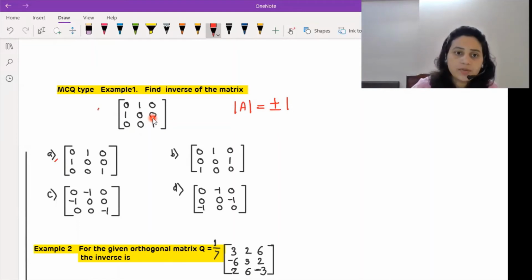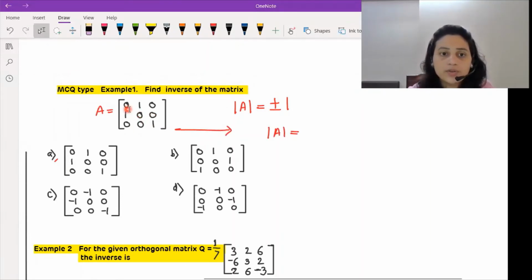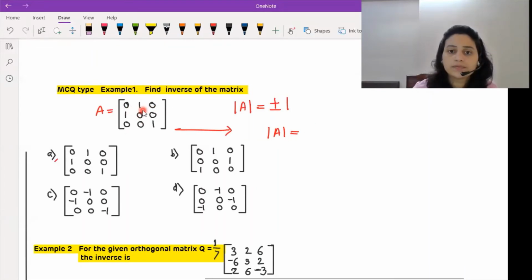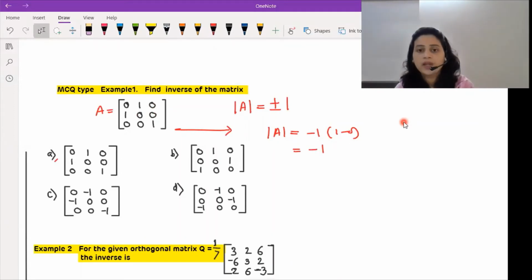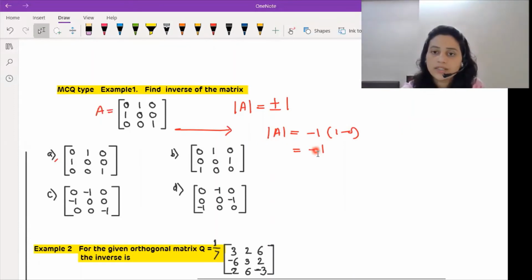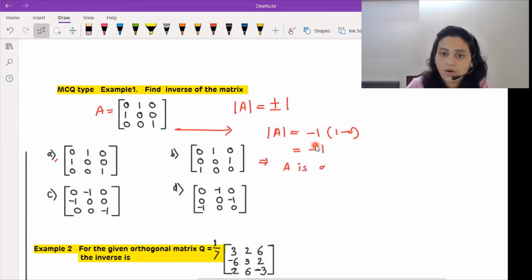Suppose I assign the given matrix as A, and now I am going to find the determinant. What is the determinant here? The first element is 0, so first bracket 0, second minus 1 into 1 minus 0, and third bracket, as this term is 0, so 0. So the value of this determinant is minus 1. So determinant is equal to minus 1, which implies A is orthogonal, and which implies A inverse is nothing but its transpose.